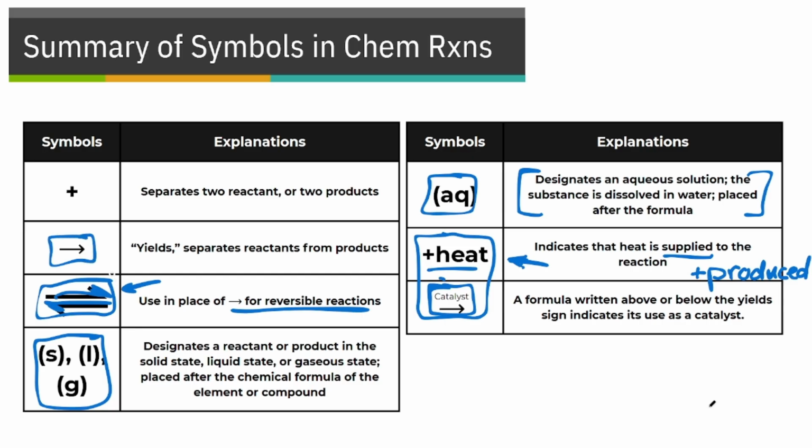Then we have our good old yield arrow. And remember, this is just the conductor, so to speak. It tells us where our reactants are and where our products will be, just so we have an overall story.